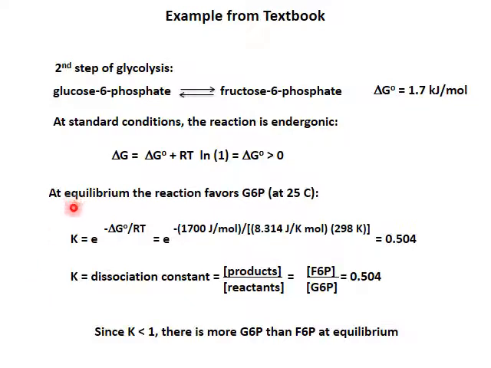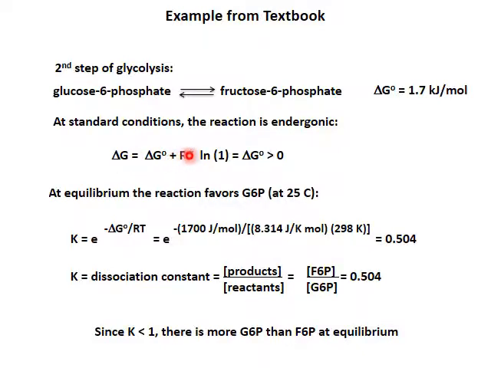So let's look at this example from the textbook. This is the second step of glycolysis, where you have the conversion of glucose 6-phosphate to fructose 6-phosphate, and the delta G naught, standard conditions, is 1.7 kilojoules per mole. So this is a positive value. This reaction is endergonic.